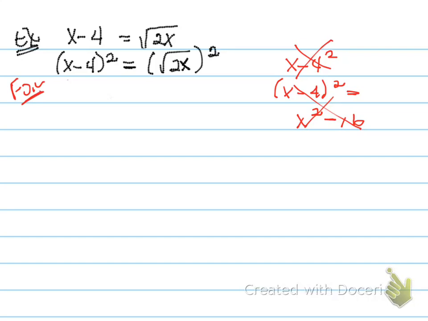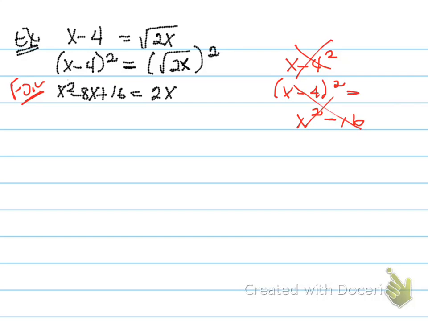I'm just going to adjust the screen a little bit here, though, to see if my stylus is going to work better. So you guys go ahead and FOIL x minus 4, the quantity squared. You should get x squared minus 8x plus 16. And over here, when you square the square root of 2x, you just get plain old 2x. Now you're ready to solve.